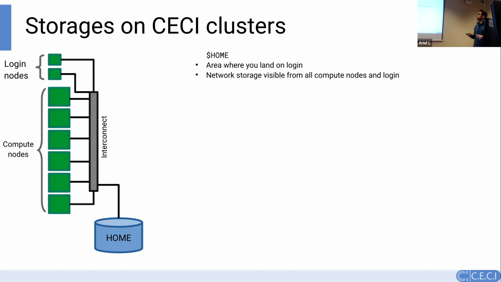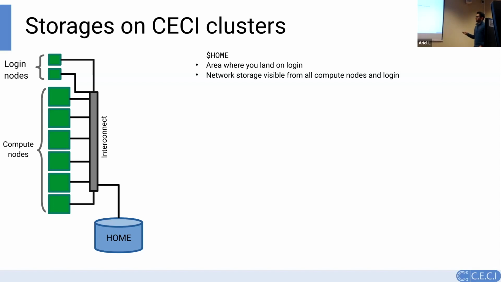The login node is the machine in which you end up when you do SSH to Lemaitre3, NIC5, or Dragon2. You are on what we call the login node. And you land by default on your home directory. If you do echo $HOME, you can print the full path.